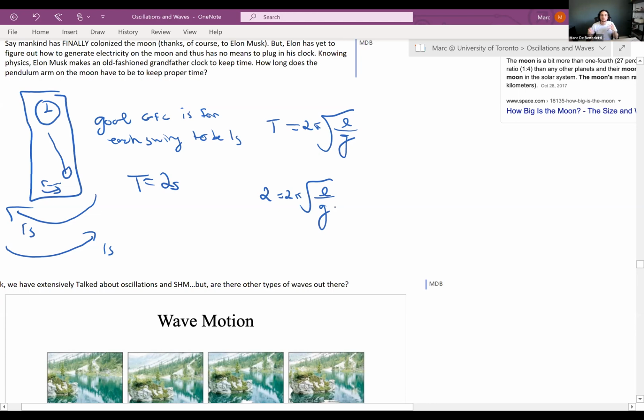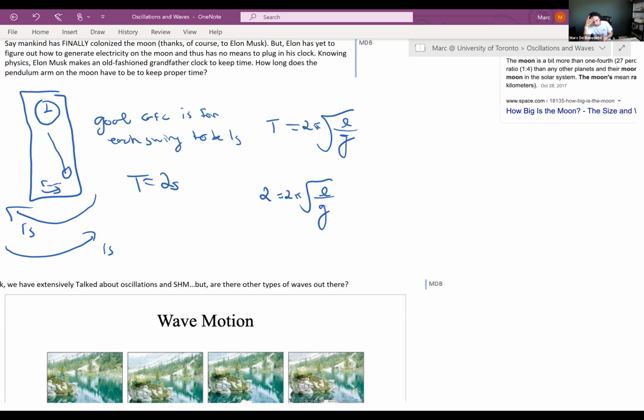Now, we need to solve for the length. Elon Musk himself has to build this clock. So what is the length of this grandfather clock on the moon so he can keep proper time? Well, obviously the gravity on the moon is not 9.8. That's the gravity here on Earth, and Earth is much, much bigger than the moon. So the gravity will be different.